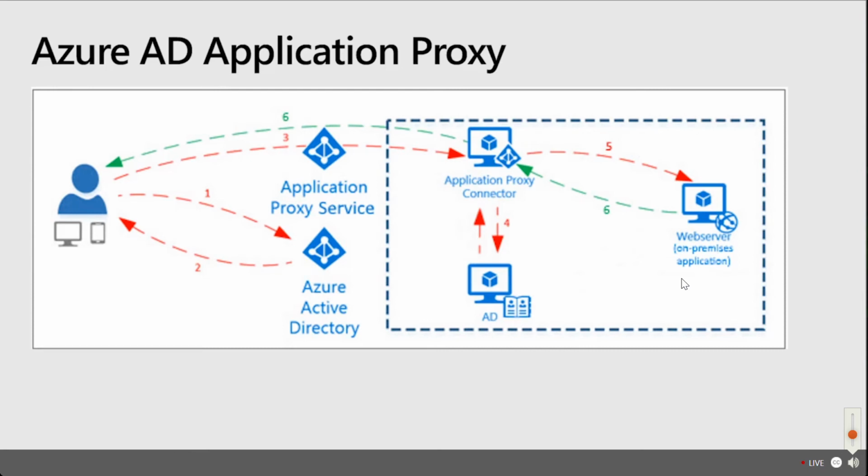The application proxy then forwards the request to the application proxy connector. If single sign-on is enabled, the application proxy connector performs additional authentication. In step 5, the application proxy connector forwards the request to the on-prem application. And in step 6, the response is sent through the connector and the application proxy service to the user that's sitting in front of their browser on the internet.